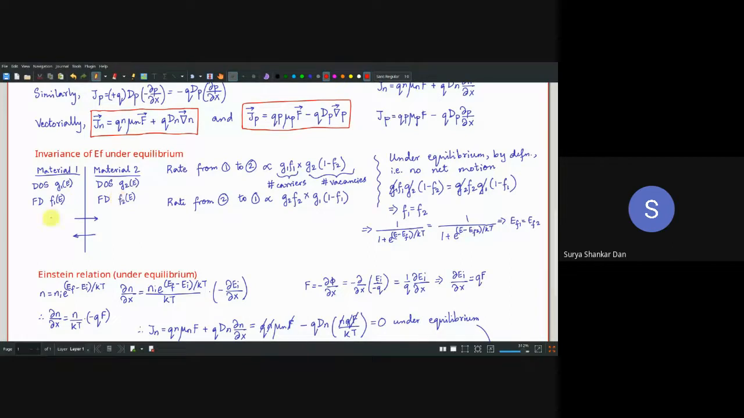Now this is the rate from 1 to 2. So this is the rate. Rate means rate of carrier flow. Okay, 2 to 1. This is material 1, this is material 2. Okay. Now notice, अभी इसको समझना.